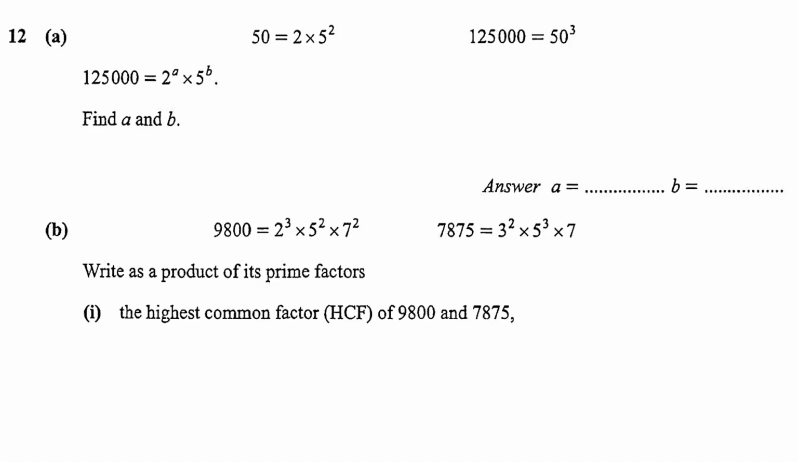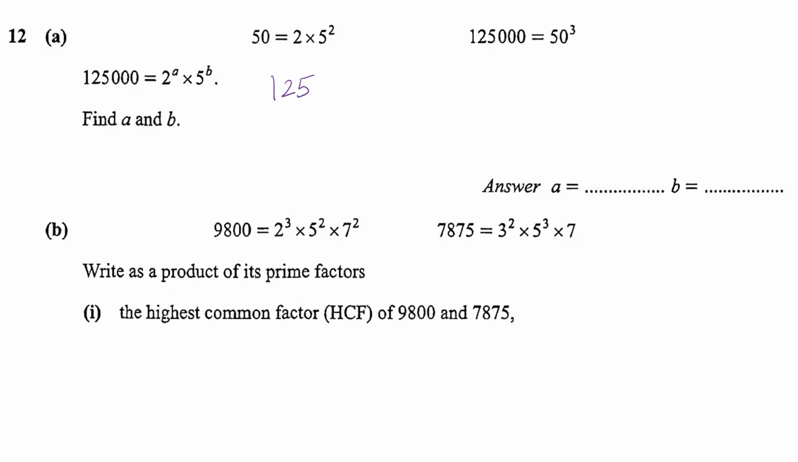All right, let's do one question from the N-level papers. You're given that 125,000 can be expressed in prime factorization as 2 to the power of A times 5 to the power of B. And it can also be expressed as 50 cubed. And the prime factorization for 50 is 2 times 5 squared.